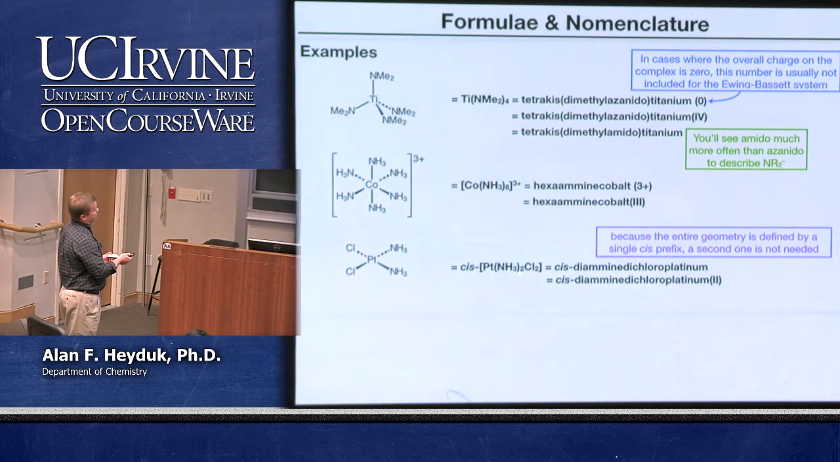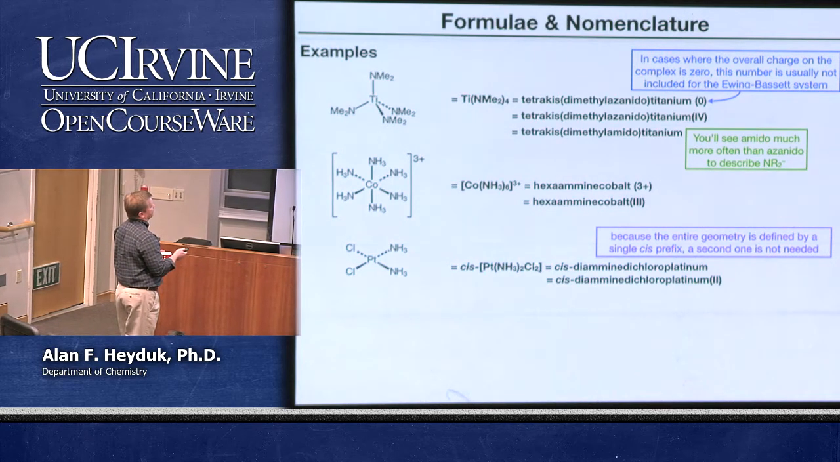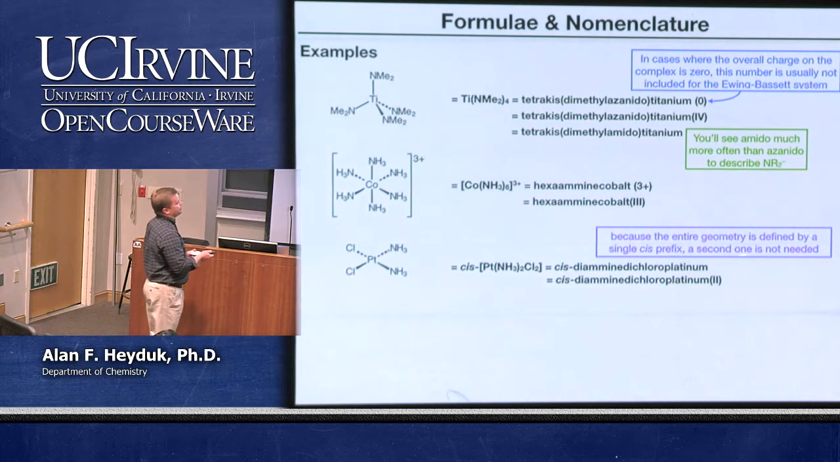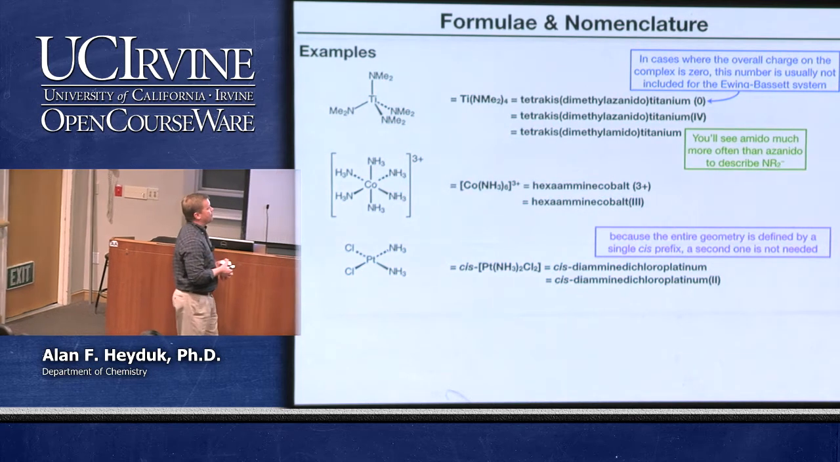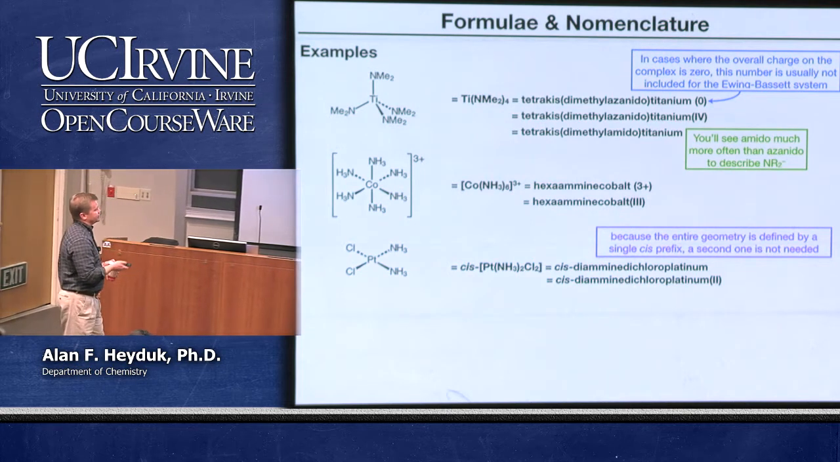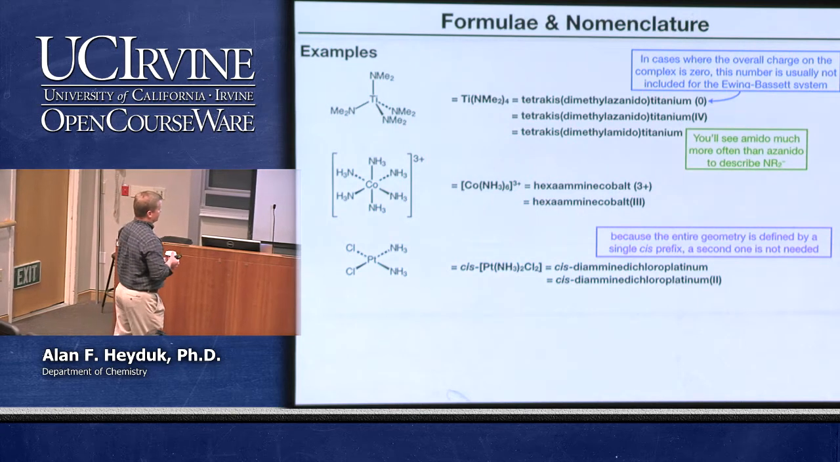In the formula, we list the metal first, followed by the first ligand alphabetically. Amine comes before chloro, and so in the formula, metal first, and then the ligands alphabetically. In the name, we give cis with the hyphen, diamine, dichloro, platinum. So again, in the Ewing-Bassett system, we would normally just drop that parentheses 0 at the end because that's implied. If we use the stock system, then we have to include the metal oxidation state right after the word platinum.